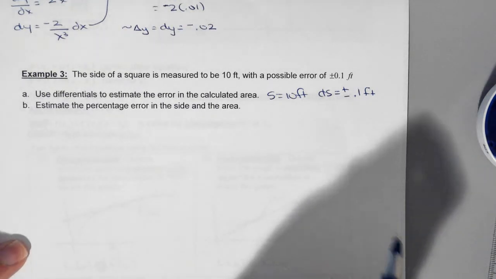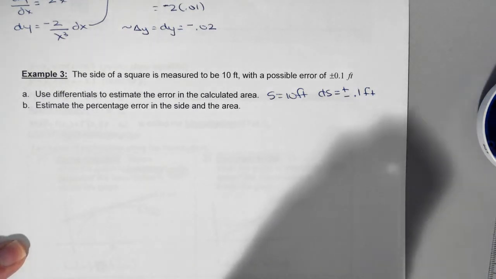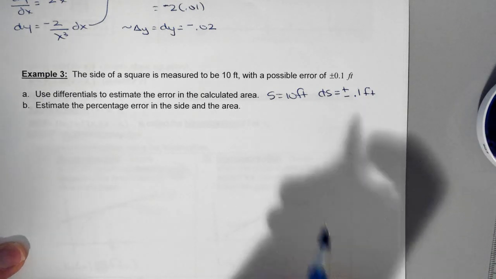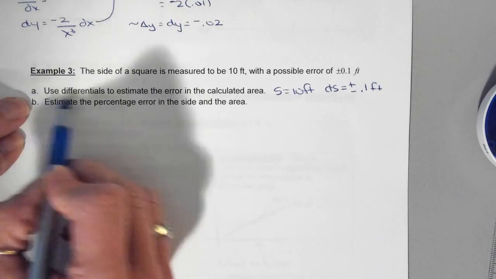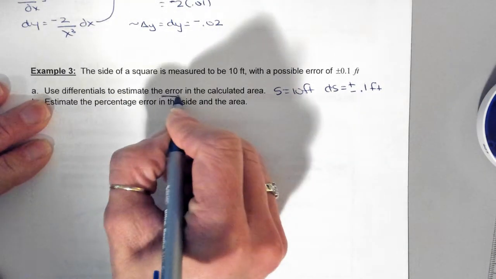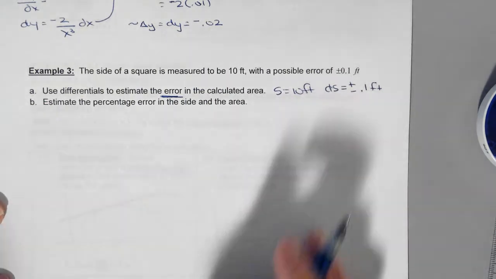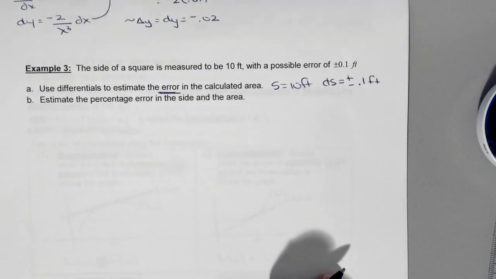Because then the other thing too is that it might not even happen. It might be 10. Okay? All right. So what we want to do is use differentials to estimate the error in the calculated area. Meaning, when we're talking about error, what is the possible change in the area if my sides are off? Does everybody understand what I'm saying?